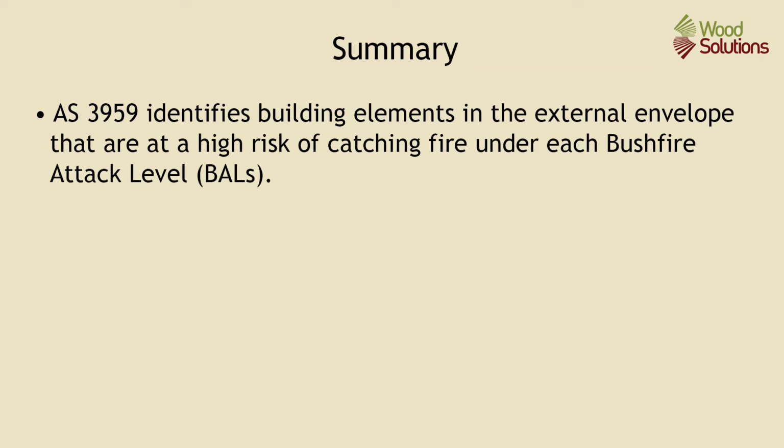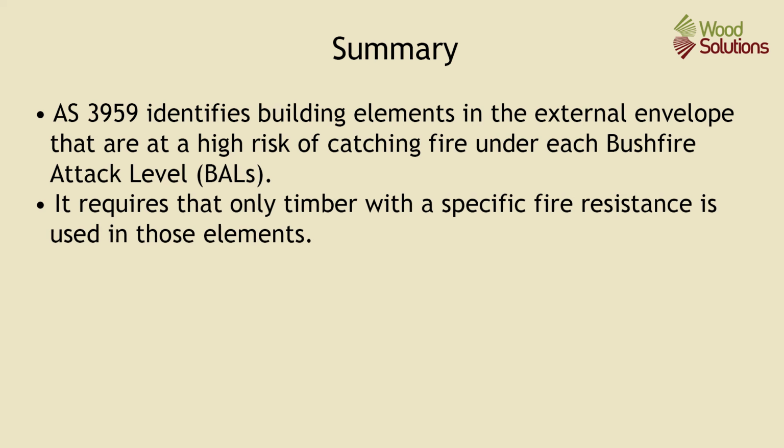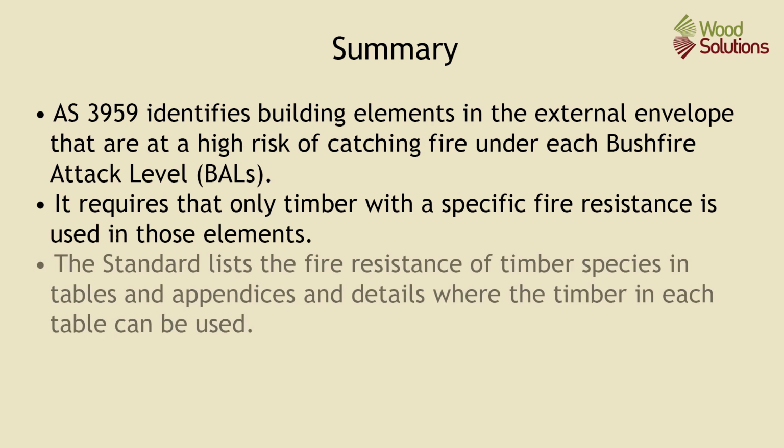So, in summary, AS 3959 identifies building elements in the external envelope that are a high risk of catching fire under each bushfire attack level. It requires that only timber with the specified fire resistance is used in these elements. The standard lists the fire resistance of species in tables and appendices and details where the timber in each table can be used.